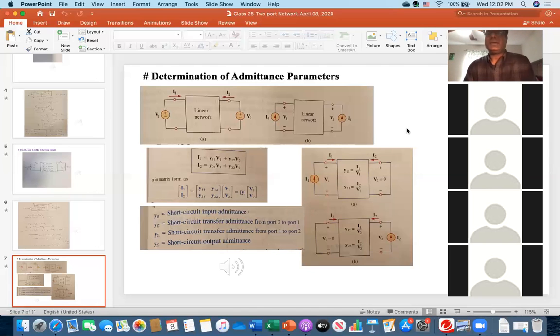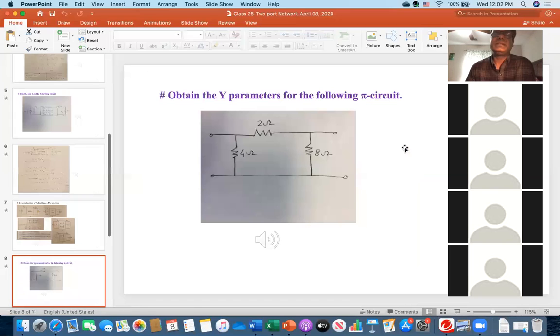Yep. Okay, great. So now see the next slide, two examples basically. Everybody see? Obtain the Y parameters for the following pi circuit.